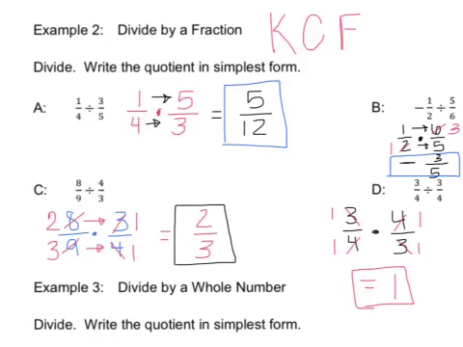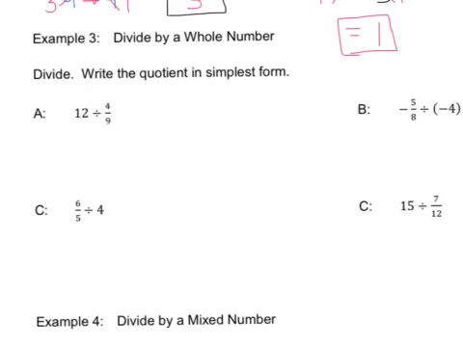Okay, let's go ahead and look at example 3, where we're dividing by a whole number. All right, for letter A, we are going to keep the first part, so that's a 12/1. Remember, any whole number is just over 1. Change to multiplication, and flip the second fraction. So this is no different than what you were doing before. Just keep in mind that a whole number is really just a fraction. The number is over 1.